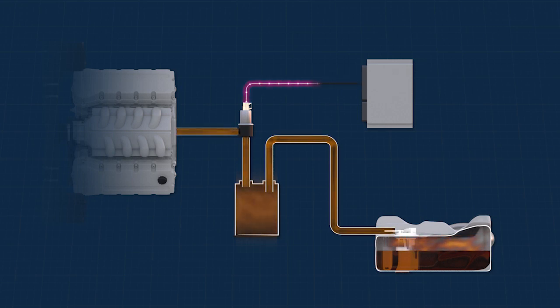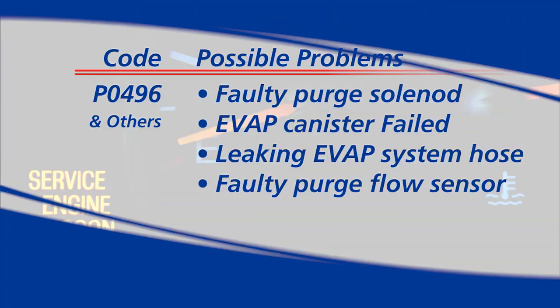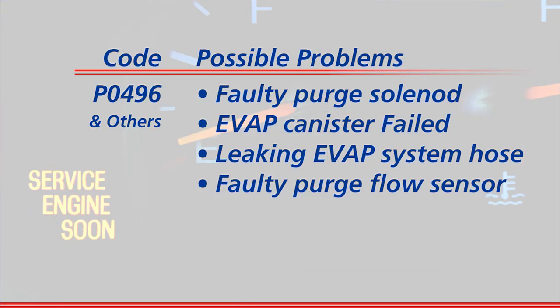Your check engine light has come on because a component failure or potential system malfunction has been detected. Based on the trouble code stored by your car's self-diagnostic system, gasoline vapors from the EVAP canister are being routed to the engine when it is not appropriate. There are several things that can cause this issue.